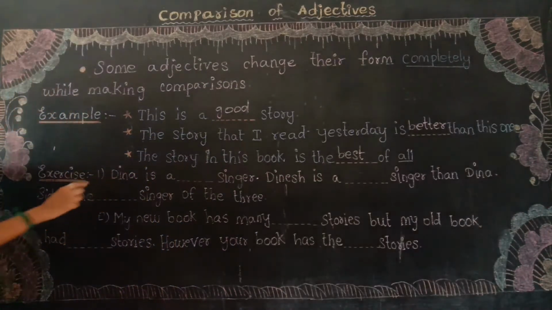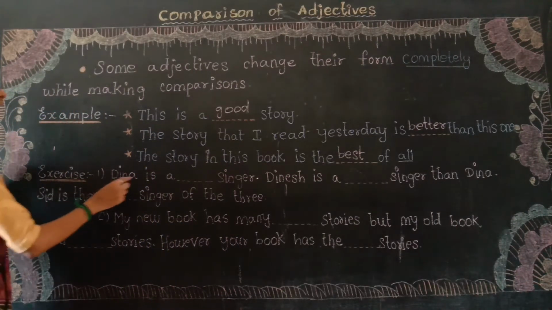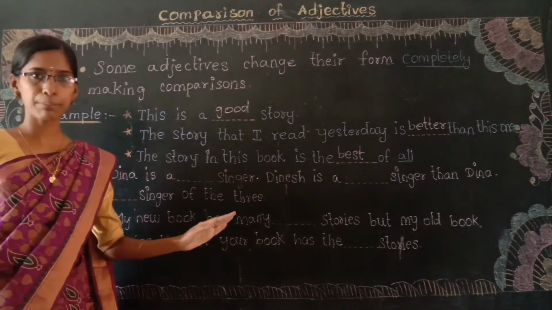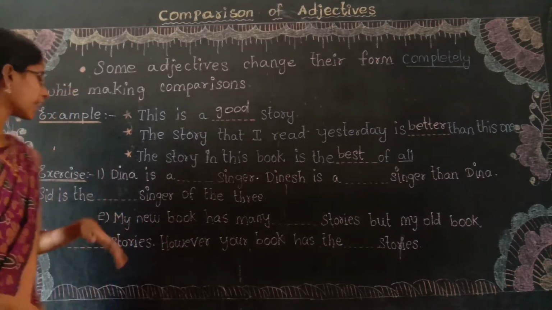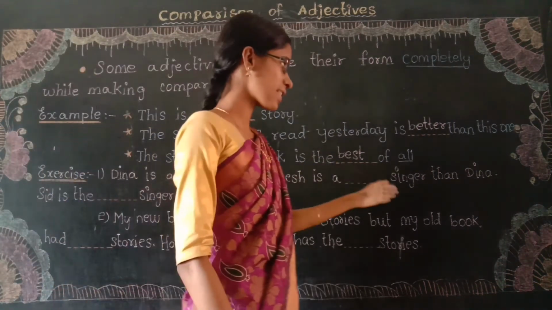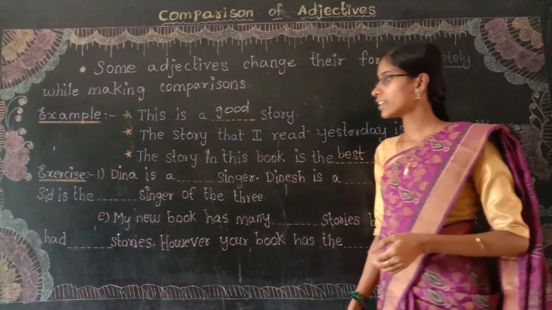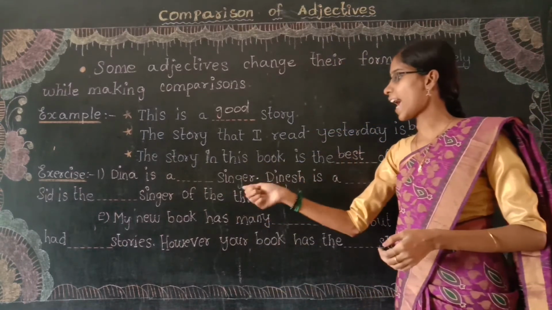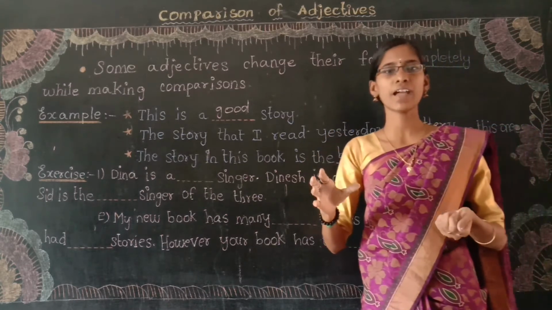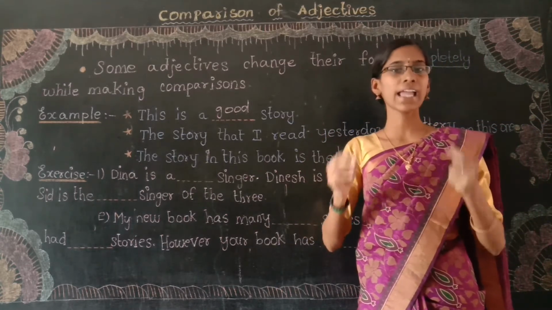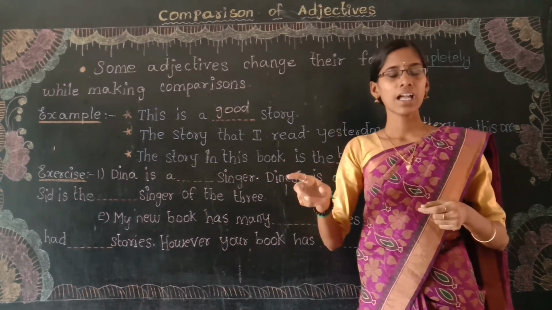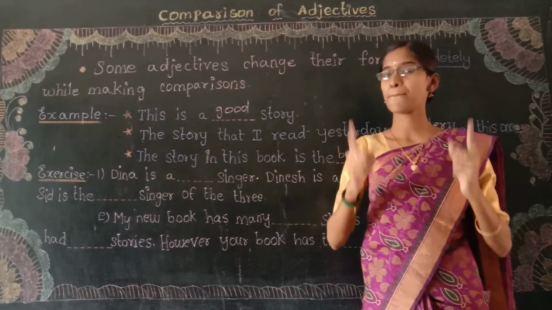See here, what is the first sentence given here? Deena is a dash singer. I will read the sentence completely and we will work it out. Deena is a dash singer. Dinesh is a dash singer than Deena, and Sid is the dash singer of the three. So here you have to identify to which sentence we have to write good, and for which we have to write better, and for which we have to write best.